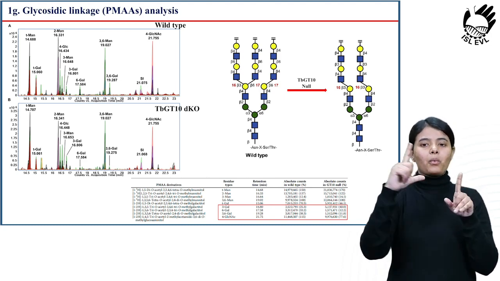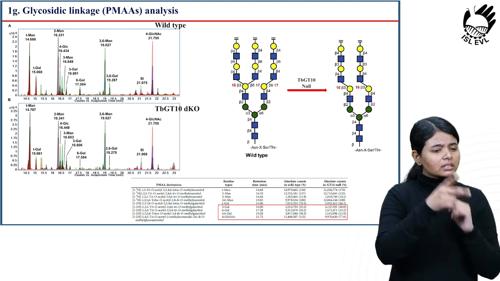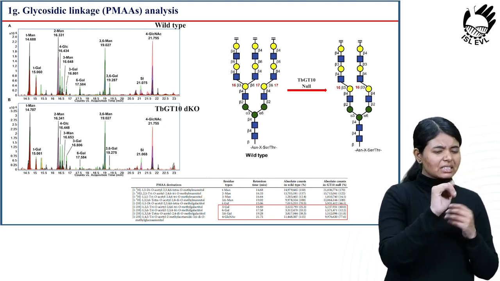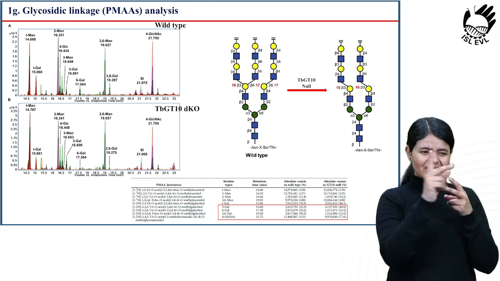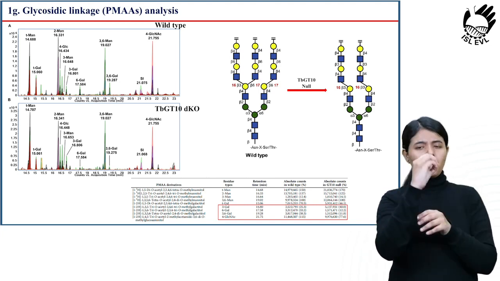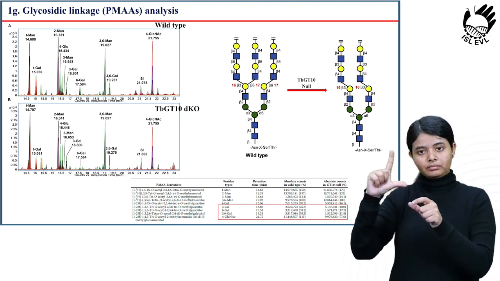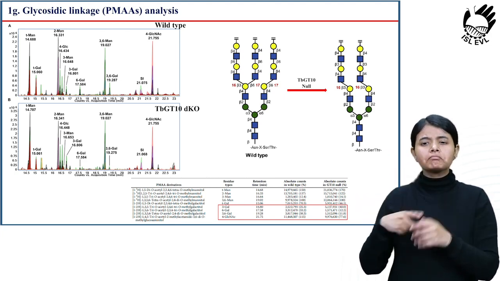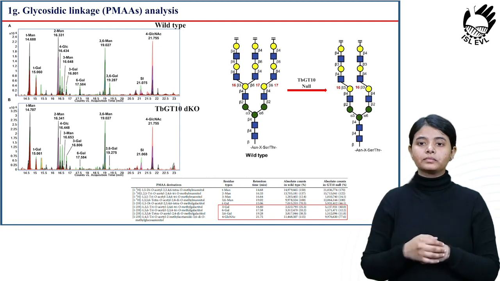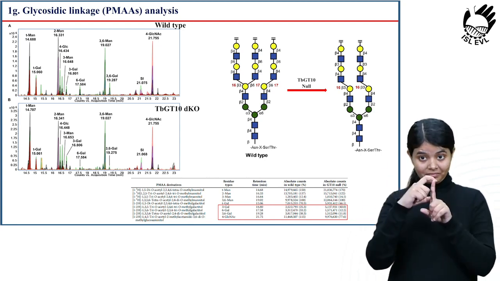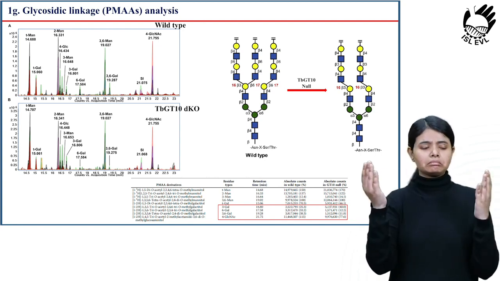Now, 6 substituted galactose and 4 substituted glucanac means polylactosamine repeats because it's beta 1,4 glucanac, beta 1,6 galactose repeats. So this less of 6 gal and 4 glucanac means less of polylactosamine structure. So TBGT10 loss means less of polylactosamine repeats, and that is what we had confirmed earlier with the Western blot.